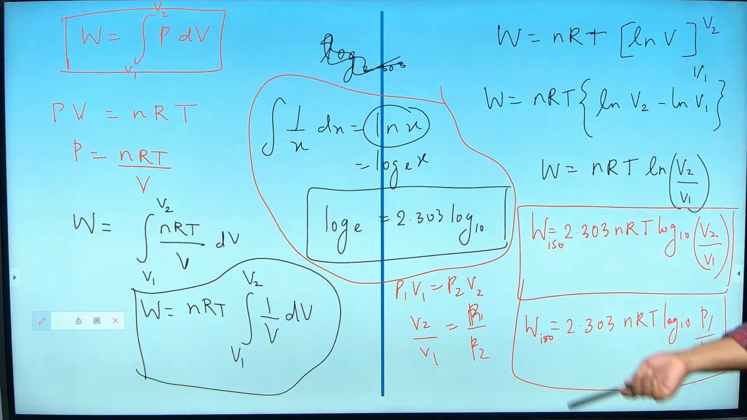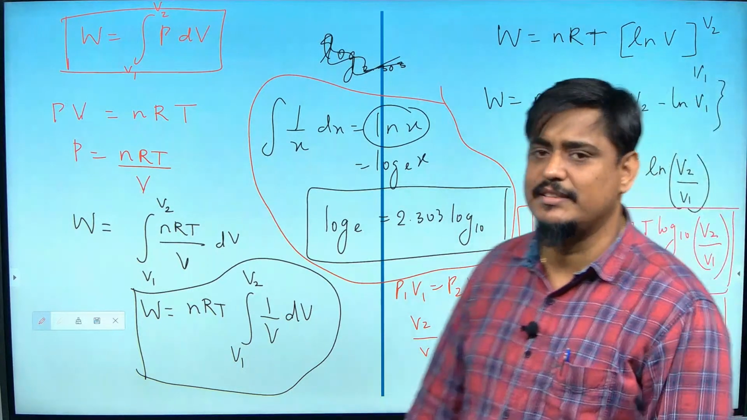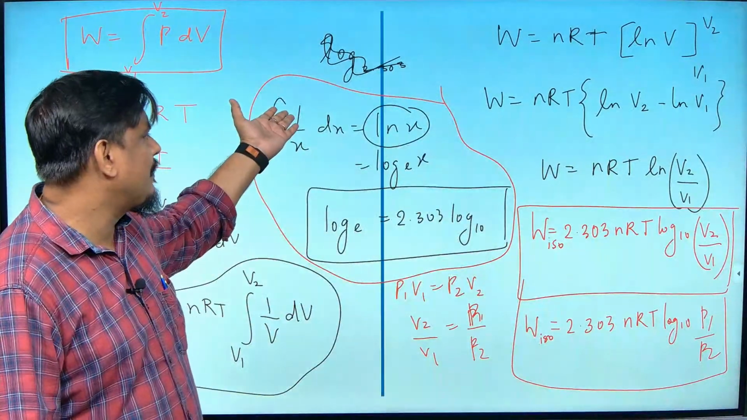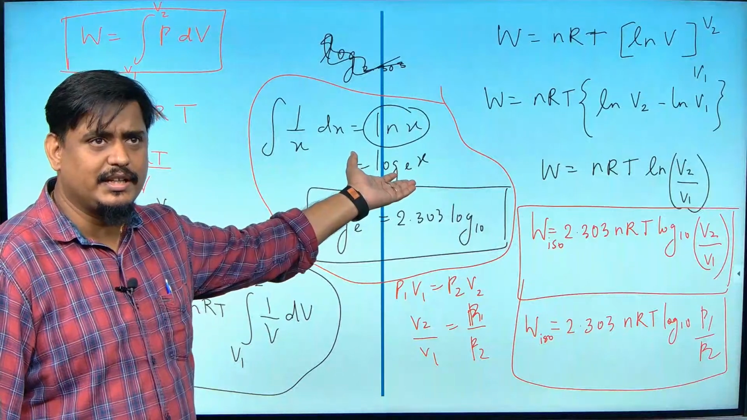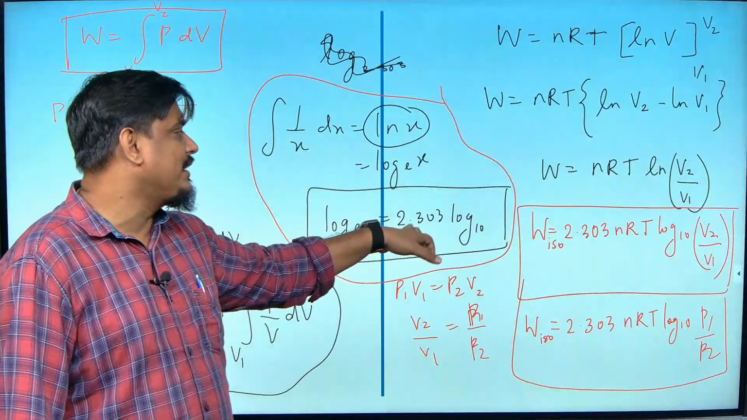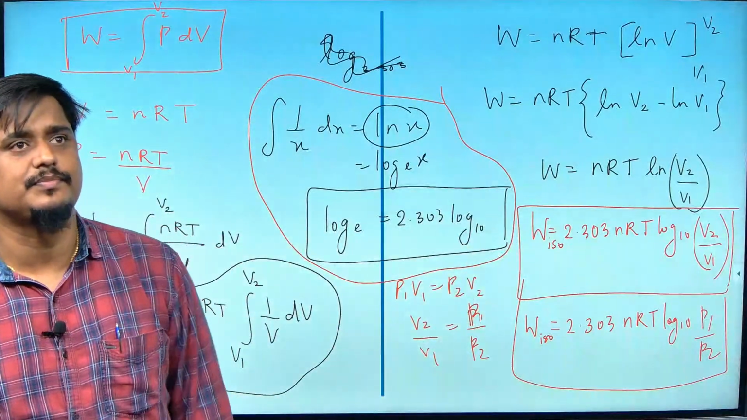But you remember now. For now, I can say remember this. Someday you come, I will teach you, or you can meet Sadiq sir also for this. Remember this one, the whole thing. That is, you know 1 by x dx is equal to log x. This you know already. Just remember that log base e is 2.303 log base 10. That's all you remember. Okay, got it.